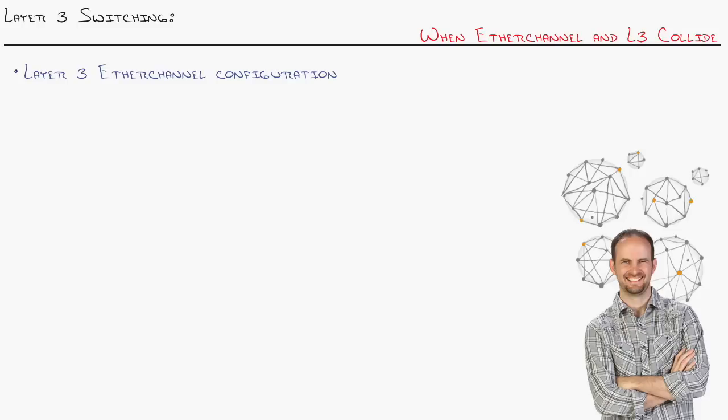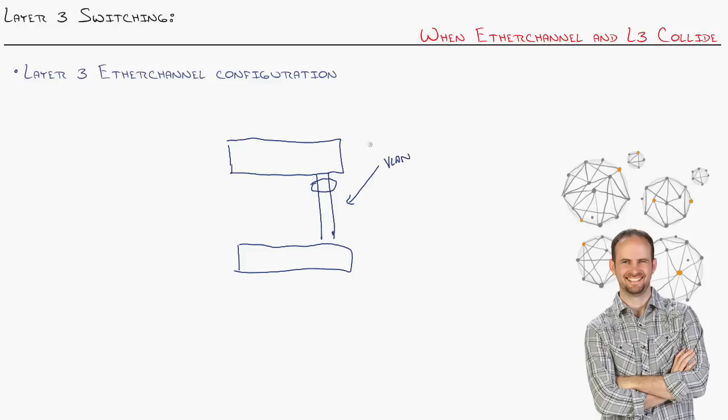When Etherchannel and Layer 3 collide. When most people think of Etherchannel or lag interfaces, they think of a Layer 2 connection where you have ports bundled together in powers of 2, so 2 ports, 4 ports, 8 ports, spliced together at Layer 2. Again, you've got a trunk, you've got VLANs going across, that kind of thing. And you gain the benefits of having multiple interfaces combined together rather than having spanning tree block one of them.